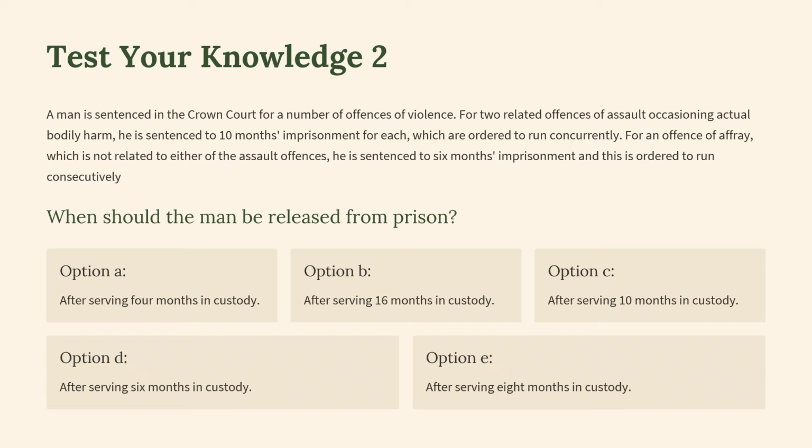Test your knowledge 2. A man is sentenced in the Crown Court for a number of offences of violence. For 2 related offences of assault occasioning actual bodily harm, he is sentenced to 10 months imprisonment for each, which are ordered to run concurrently. For an offence of affray, which is not related to either of the assault offences, he is sentenced to 6 months imprisonment, and this is ordered to run consecutively. When should the man be released from prison?